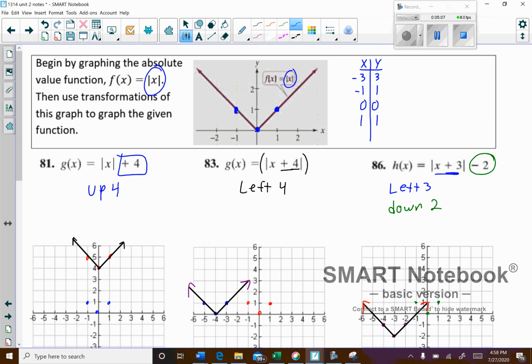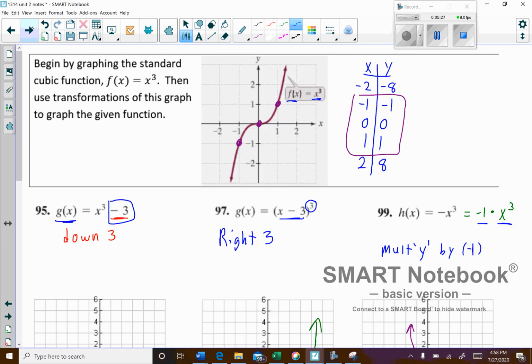And what I typically do, and I guess I should have mentioned this earlier, is I just take a couple key points of the original function and I move those around. So those are the original points, and then I apply whatever I write down right here as my transformation. Just follow those directions there.